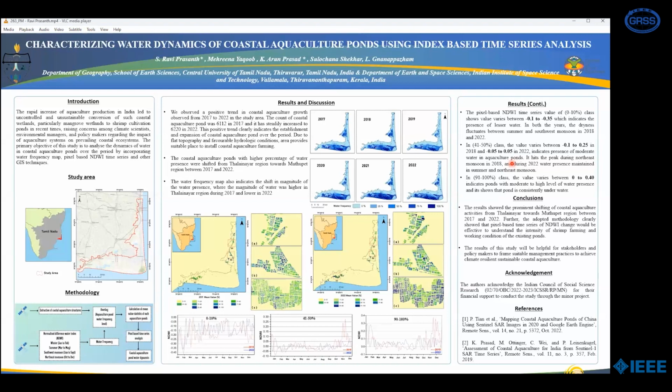So in conclusion, the result shows a prominent shifting in coastal aquaculture activities from Talina region towards the Muktapet region between 2017 and 22. Further, the adopted methodology clearly showed that the pixel-based time series of NDWI change would be effective to understand the intensity of shrimp farming and working condition of the existing ponds. Also, the results of the study will be helpful for stakeholders and policymakers to frame suitable management practices to achieve climate resilient, sustainable coastal aquaculture.